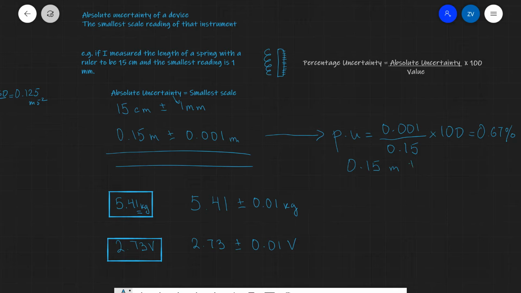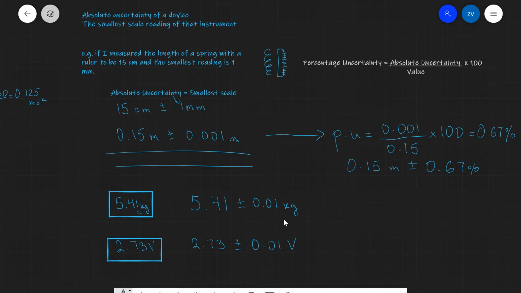So another way to write down this reading is 0.15 meters plus or minus 0.67%. So the real value could be 0.67% on one side or on the other. We're not exactly sure where the real value is.